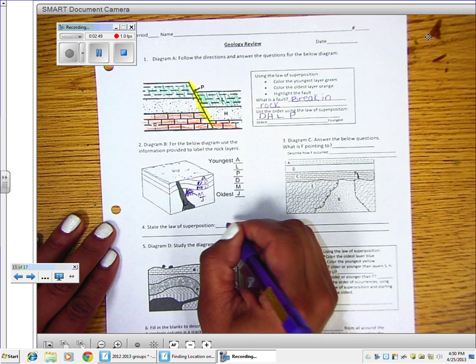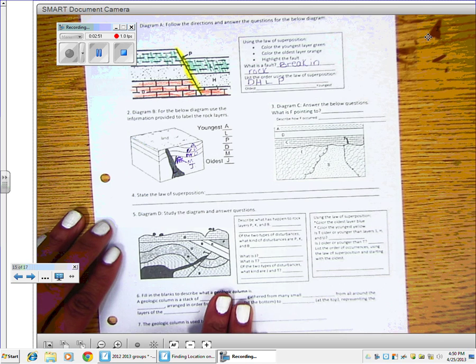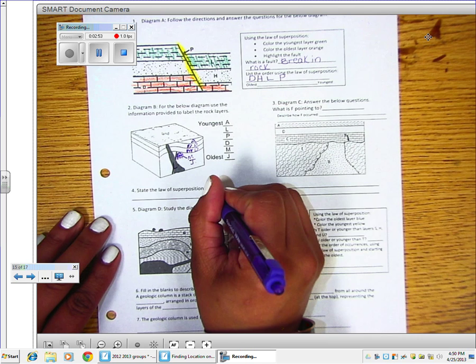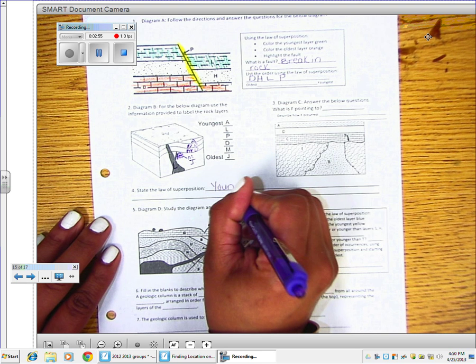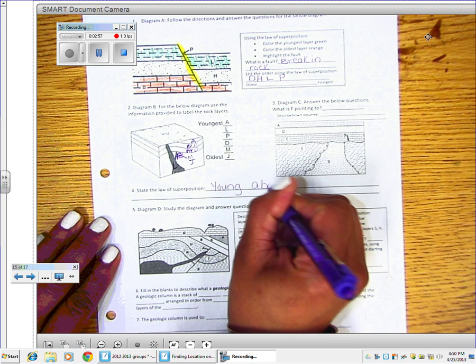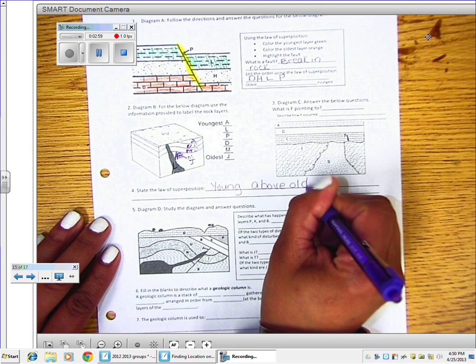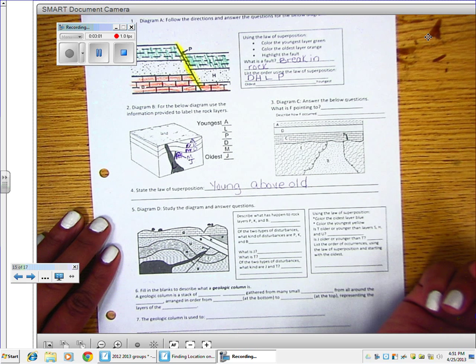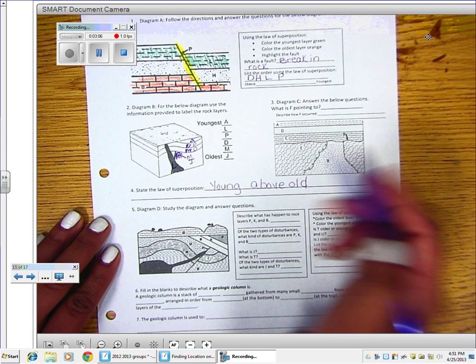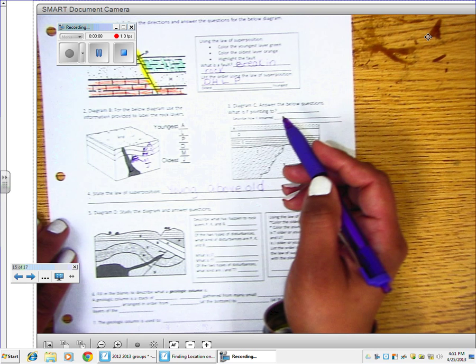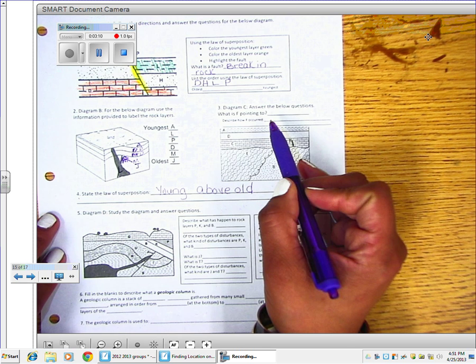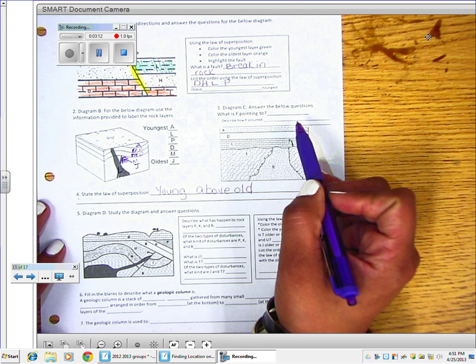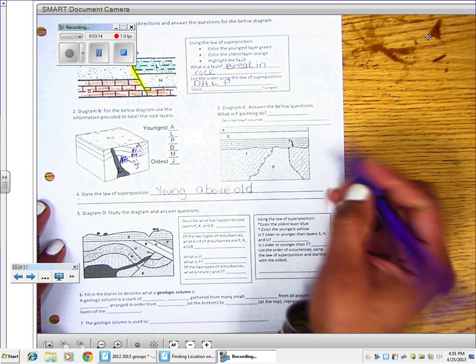All right, the law of superposition. Here, if you just had young above old, that would be fine, but it's young rocks above older rocks in an undisturbed fashion. I skipped a number. I went to 4, so I'm going to go over to 3. Answer the below questions. What is F pointing to?